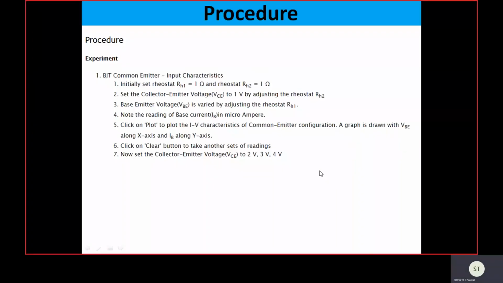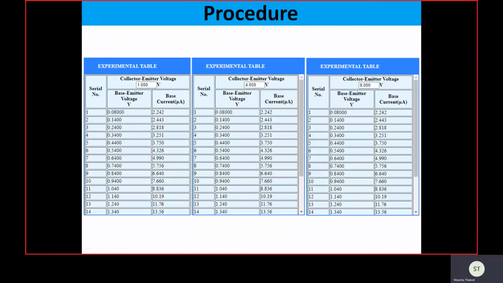So in this way we can plot the input characteristics of BJT in the common emitter configuration. And here we have taken 3 sets of readings. One set of readings is recorded at VCE 1 volt, then another set for VCE 4 volt, and the third set for VCE 8 volt.